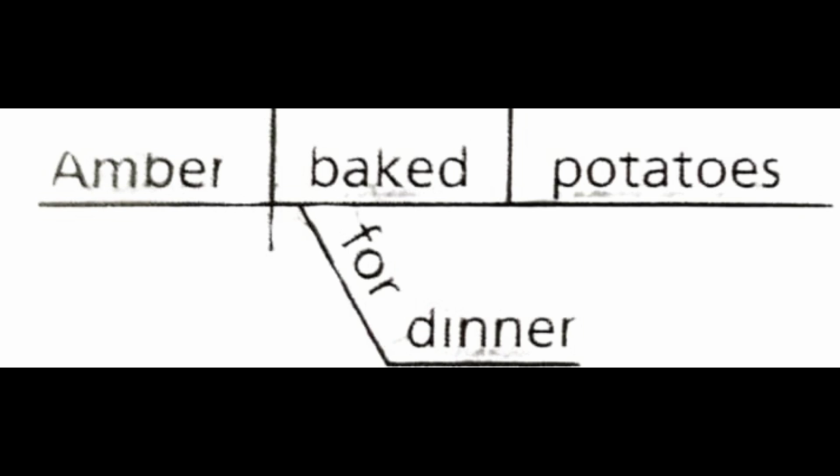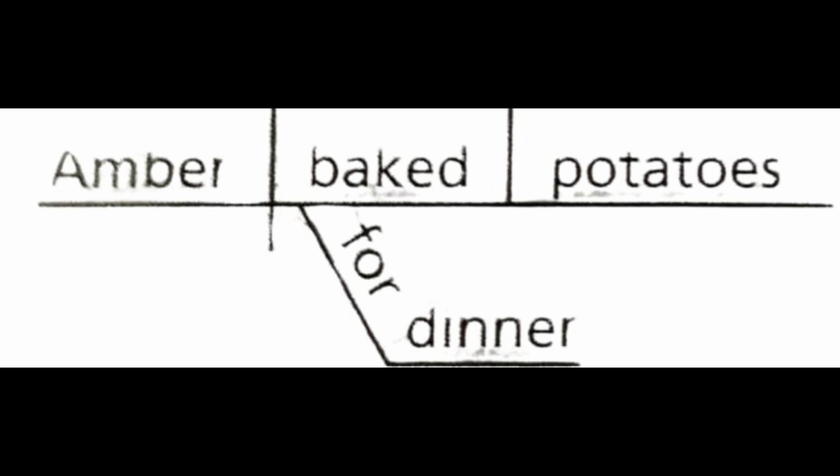Diagonal line for the preposition. The word for is a preposition. So it's placed on a diagonal line that extends down from the baseline, usually from beneath the word it modifies. So in this case, baked.